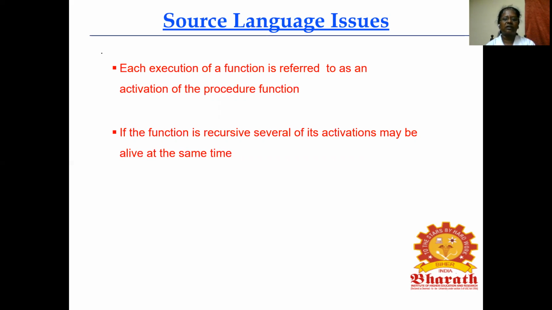If the function is recursive, several activations may be alive at the same time. Recursive means the code is repeated until the condition is satisfied. For example, to find 5 factorial, it is executed up to 5 factorial, that is 5 into 4 into 3 into 2 into 1, and the value is calculated. So if the function is recursive, several activations may be alive at the same time.